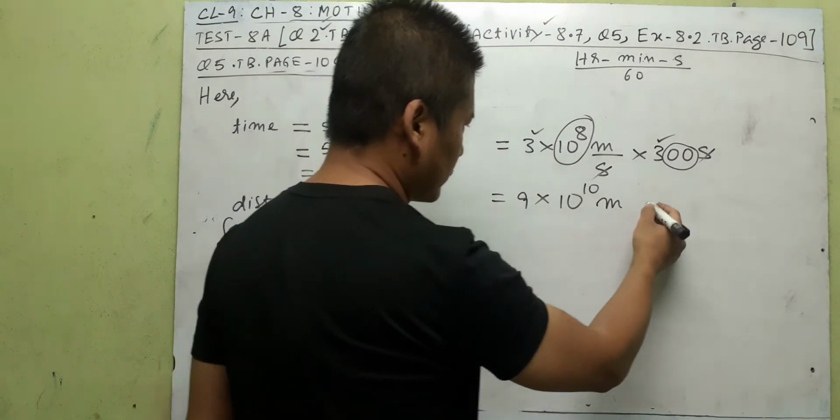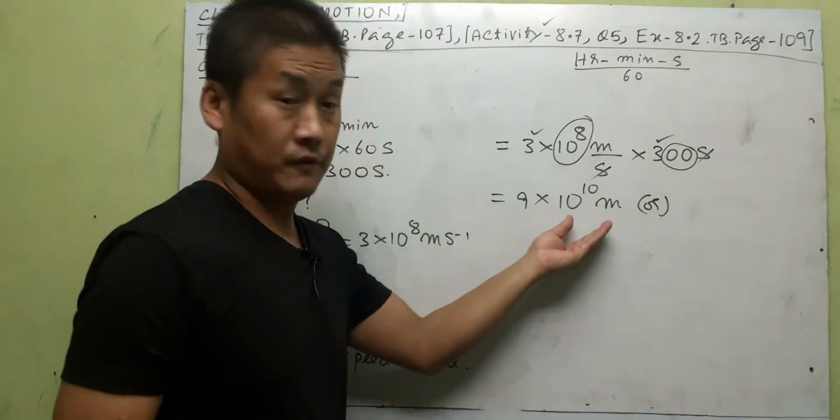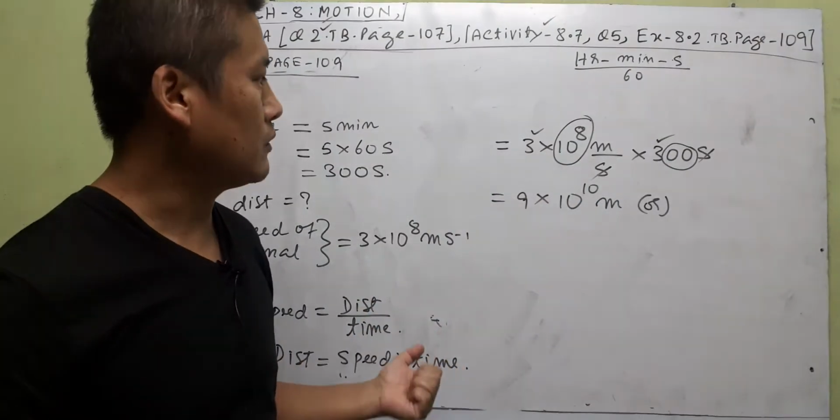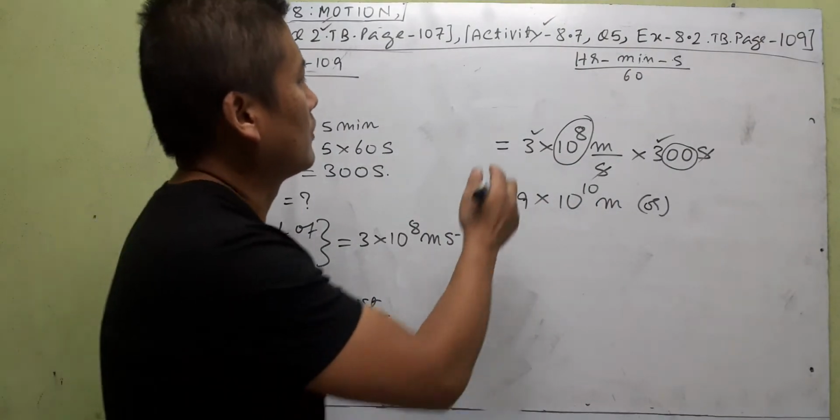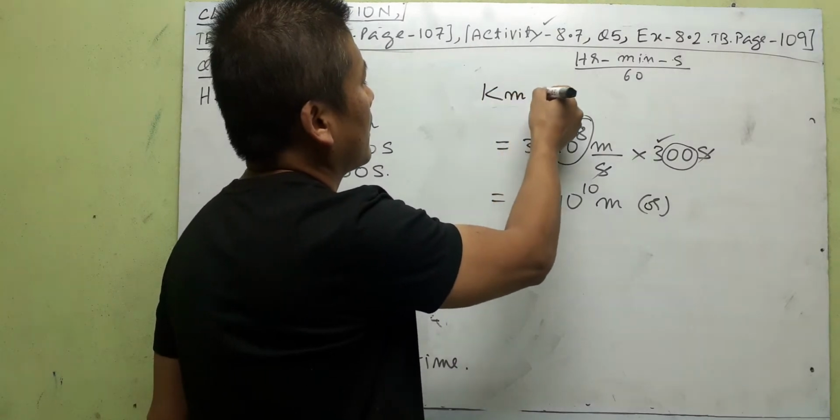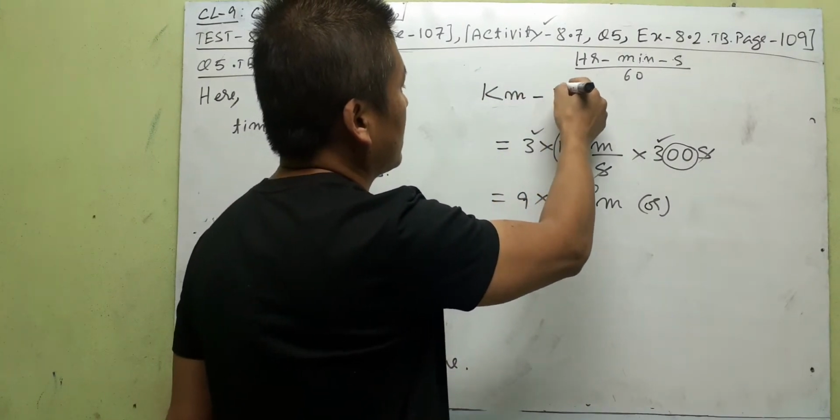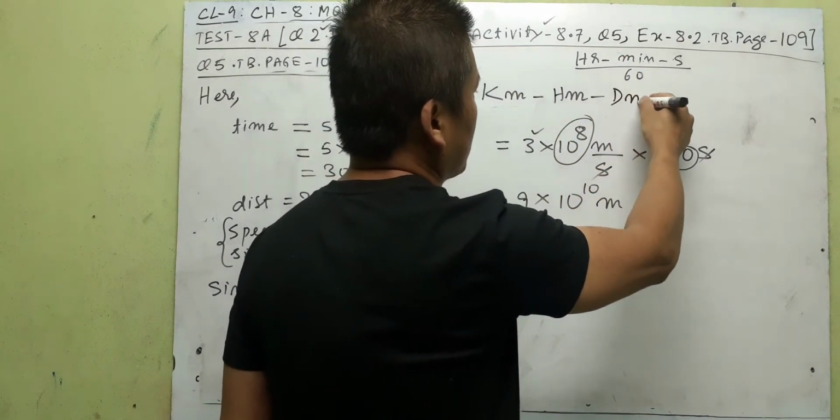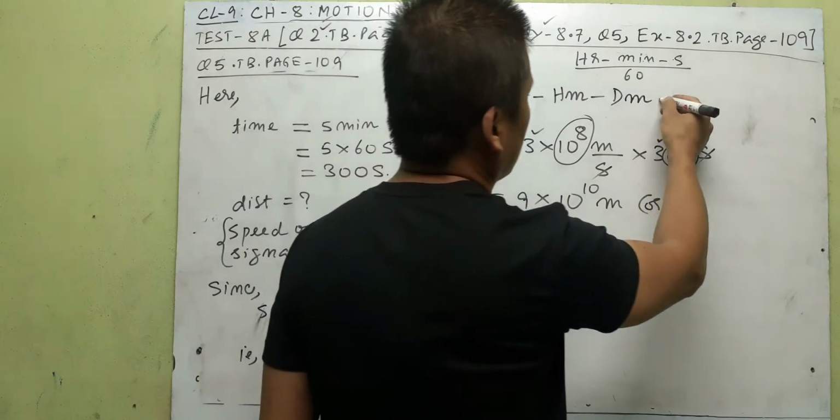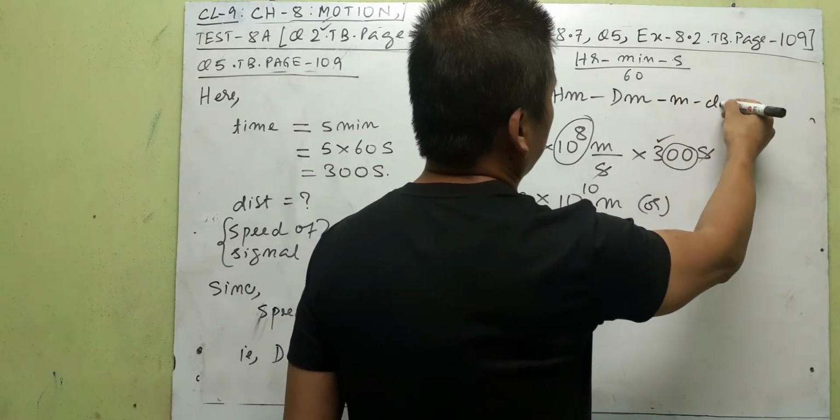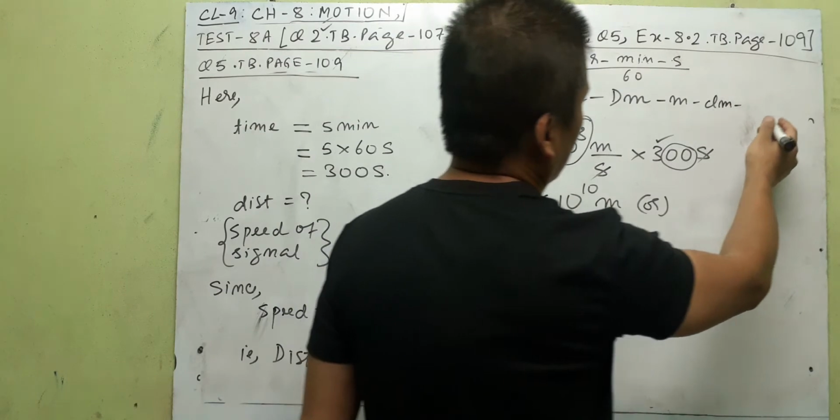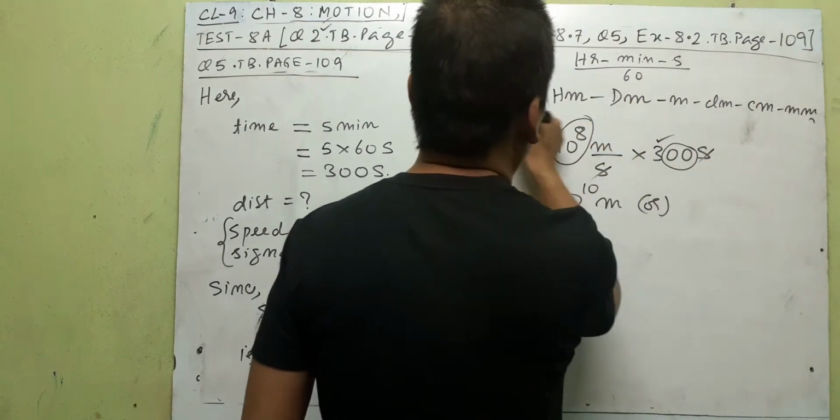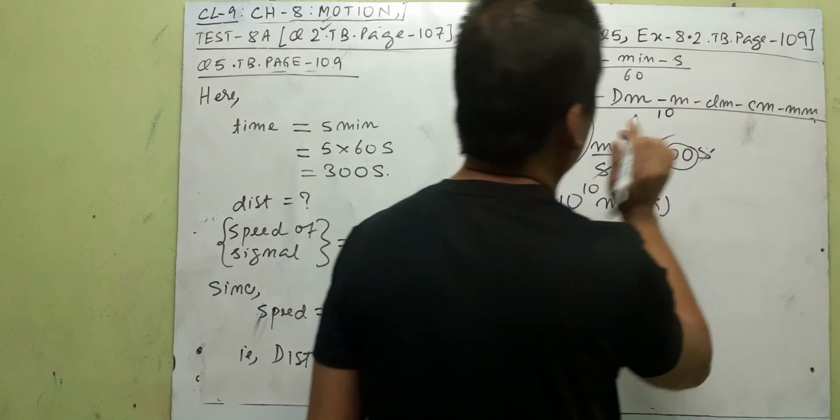Or, if suppose we can leave it like this, it is accepted. But suppose the question asks us to change to kilometer, which is quite possible, we'll have to know how to do that. For that, as I said in our first class, conversion of distance or length, you can write it down once more if you want. This is absolutely important to memorize: kilometer, hectometer, decameter, meter, decimeter, centimeter, and millimeter. Now keep this in mind. The conversion factor here is 10, not 60.